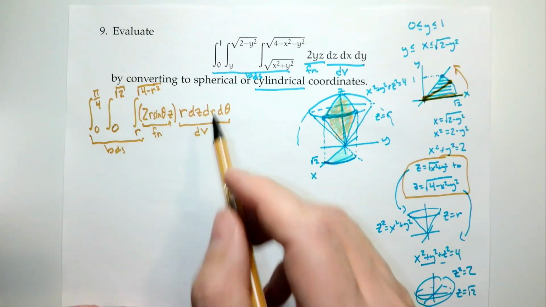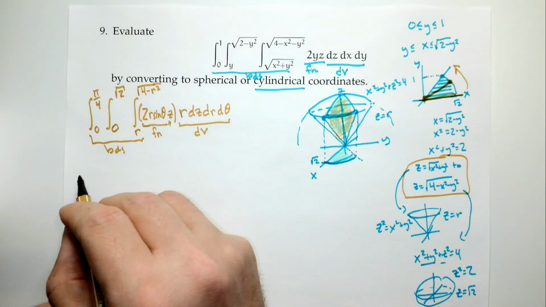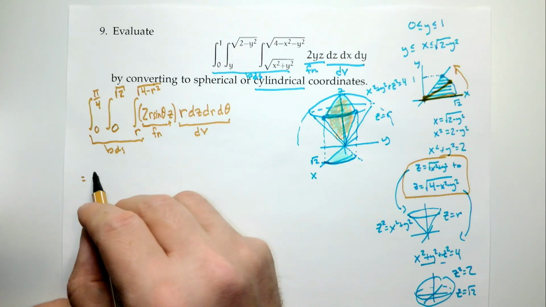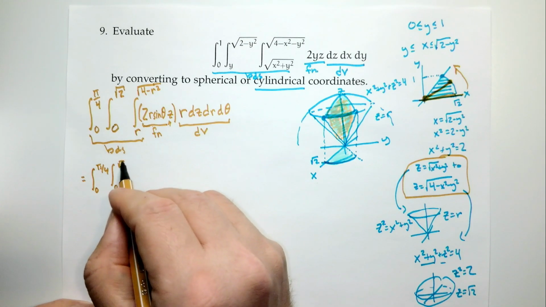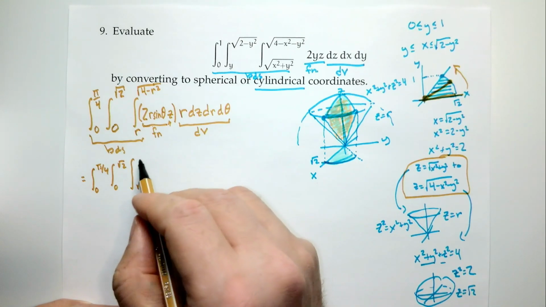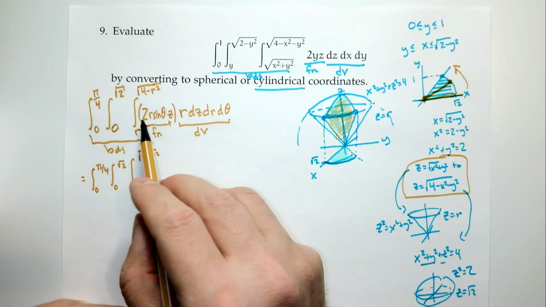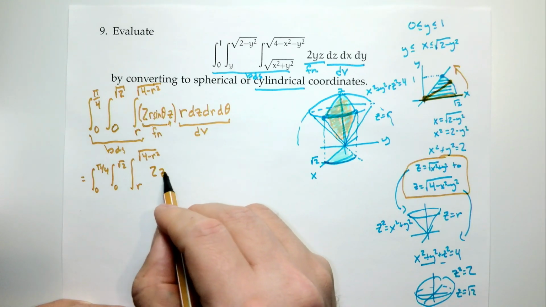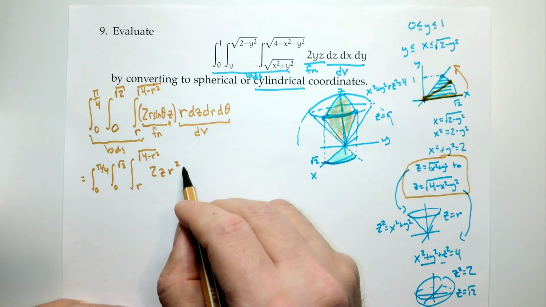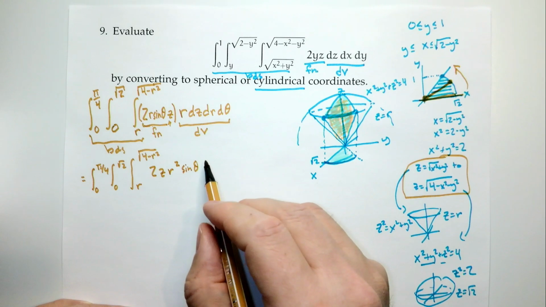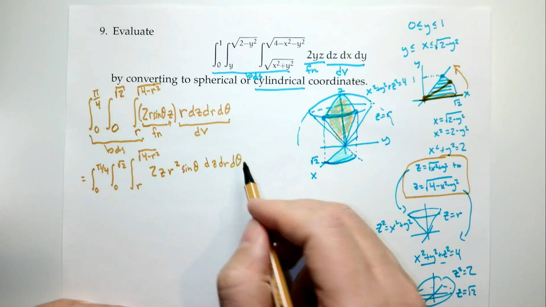It's a little bit crowded here, but we'll clean it up in a second. We've got our function, and we've got our dv. So let's clean everything up first. We get integral 0 to pi over 4, integral 0 to root 2, integral r to square root of 4 minus r squared. And then what do we have? Well, we have a 2z, we have r times r squared, we have sine theta. And okay, that's all our pieces, dz, dr, d theta.